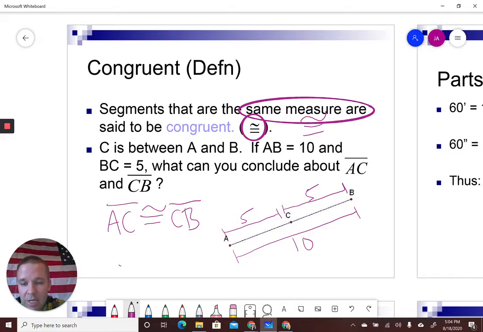We could also say that AC is equal to CB in measure, because they both measure 5. But with the segment marking, we're talking about congruent. With equal to, we're talking about length, because it's a number. All right. Those are some minor details that you'll grasp over time.